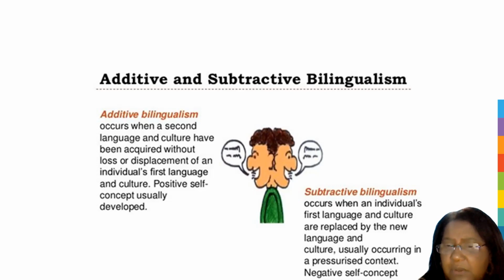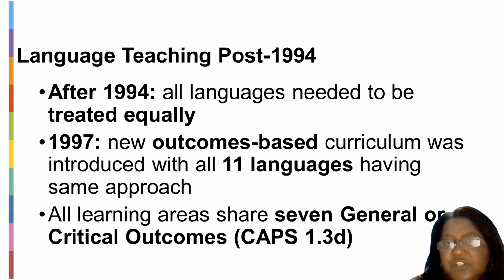But let's go on. So language teaching post-1994, this is now, remember I spoke to you a little bit about the history of our country, and now we're going to talk about language teaching post-1994. Our emphasis has changed. After 1994, all languages needed to be treated equally. So all 11 official languages. In 1997, a new outcomes-based curriculum was introduced with all 11 languages having the same approach. I think that was still called OBE. Maybe some of you might remember that.